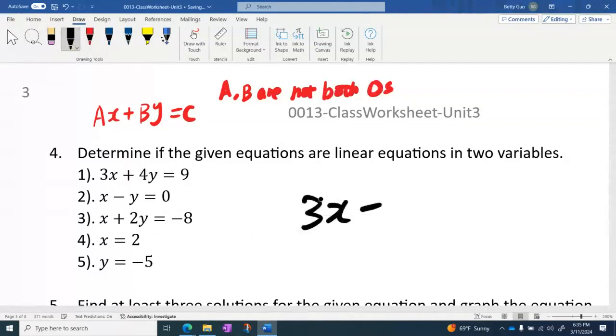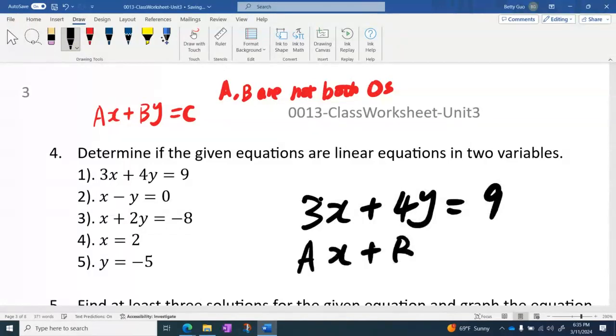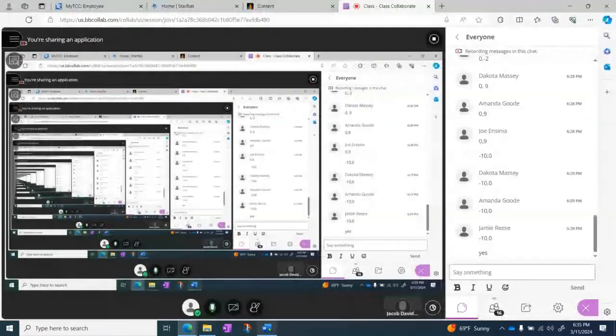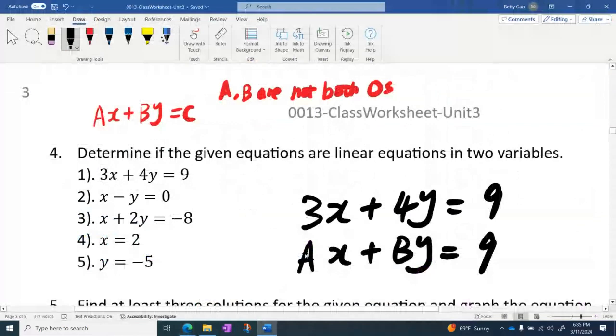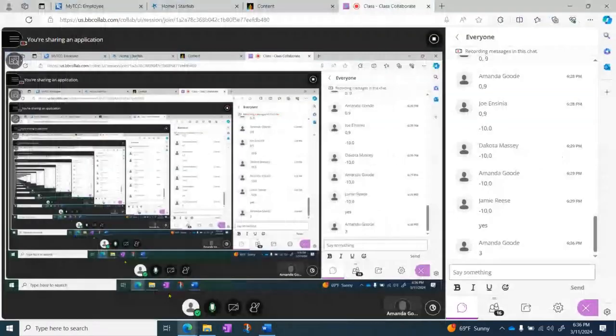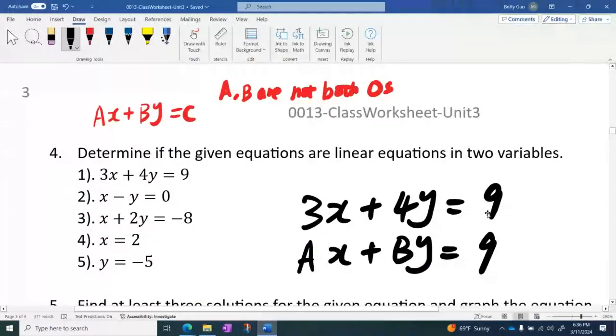The equation is 3x plus 4y equals 9. What do you think? Is this equation a linear equation in two variables? Obviously it is, right? I bet you agree. And what's the coefficient of x? What is the value of a? A is the coefficient of x. Isn't that 3? It is 3, right? The coefficient of y is 4. And the constant is 9, on the right side. So the value of c is 9.